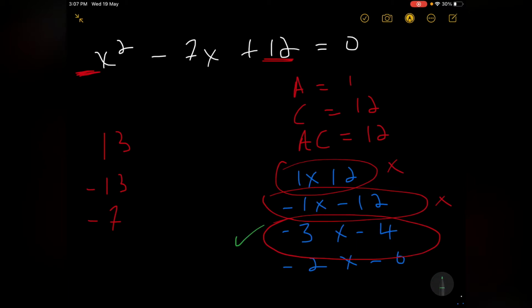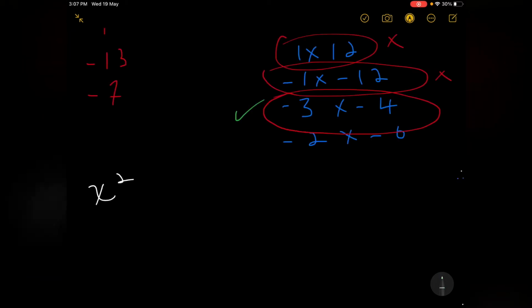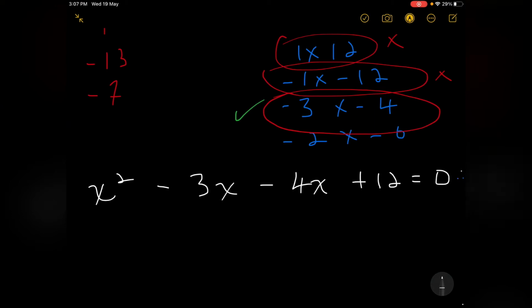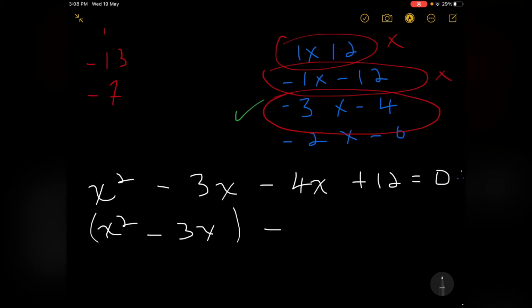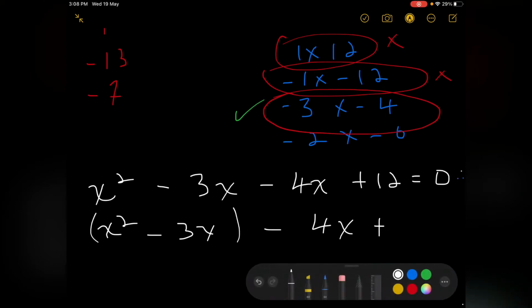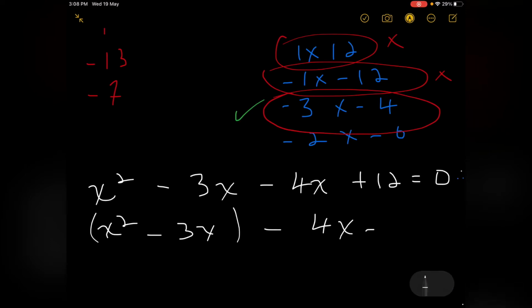Now we're going to put these in the equation for 7x. So let's do that. So we would have our x squared minus 3x minus 4x, and our c was plus 12. That's equal to 0. Now we want to put these in two separate brackets. So we're going to have x squared minus 3x, and then on this side minus 4x plus, or I should have minus 12 equals 0.